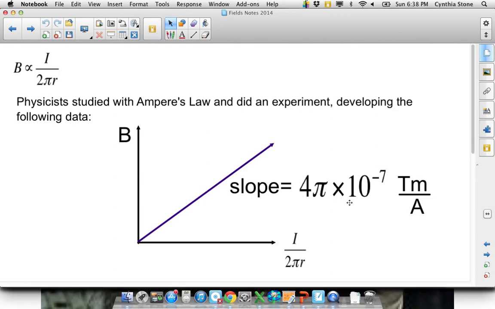Okay, and what a number it is. 4 pi times 10 to the negative 7. The units, you're like, huh? What do those units mean? It just means that if you think about slope as rise over run, well, the rise is Teslas, because that's B, and the run is amps over meters. So when you divide it, it becomes Tesla meter over amp. So you don't need to worry about the units. It is what it is. But this slope becomes another constant that you'll put on your formula sheet and you need to know. You're going to be upset when you see the symbol we give it.